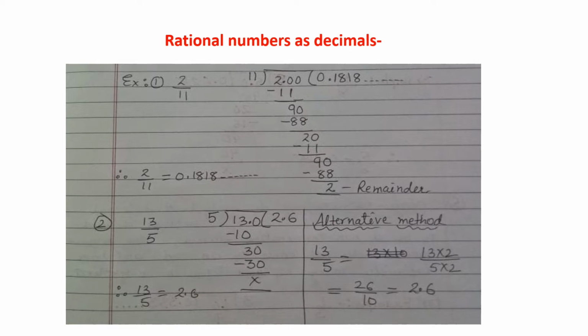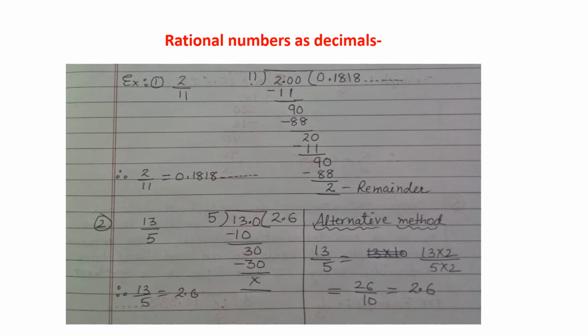We will write a point after 2 and after the point you can add as many zeros as you want. And at the same time you will put a decimal point in the answer, which is 0 point. Now it will go by 1, 11 1 the 11, the remainder is 9. Then we'll take one more 0 down, it will go by 8, 11 8 the 88. Then the remainder is 2, then we will take one more 0 here. So this way you will keep on dividing and your answer would be 0.1818 and so on.